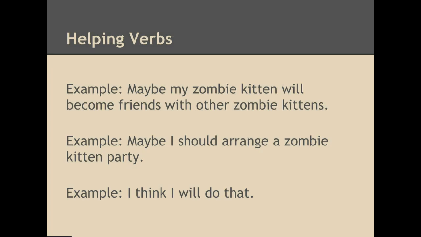Okay, let's look at some examples now. In this first one, maybe my zombie kitten will become friends with other zombie kittens. We see from our list before that will is sometimes a helping verb, and we notice that it comes before another verb. Become is a linking verb. So that makes will our helping verb. Worst HV ever.